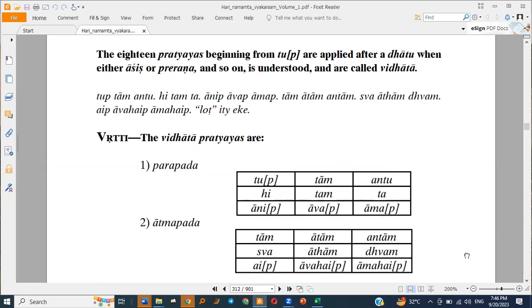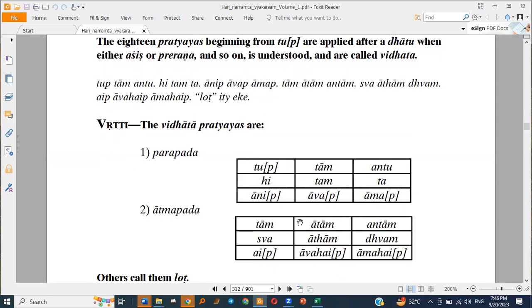So the next 18 pratyayas here: Tup, Tam, Antu, words like Bhavatu, Patatu, like Bhavatu me. Jagannath Swami Nayana Patragami, Bhavatu me. That comes from here, Bhavatu. Then Tu, Tam, Antu, Hi, Tam, Ta, Ani, Ava, Ama, and the Atmapada are Tam, Atam, Antam, Sva, Atam, Dhvam, Ai, Avahai, Amahai. So these are the next 18 pratyayas.